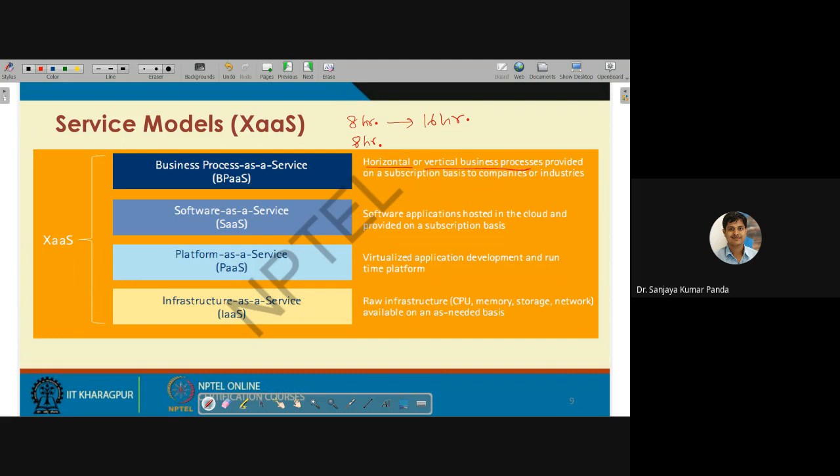Similarly, software applications hosted in the cloud and provided on a subscription basis, for that we have software as a service. Application deployment environment or runtime environment is provided by platform as a service. And raw infrastructure, hardware like CPU, memory, storage, network, these are provided by infrastructure as a service as and when required by the customer.